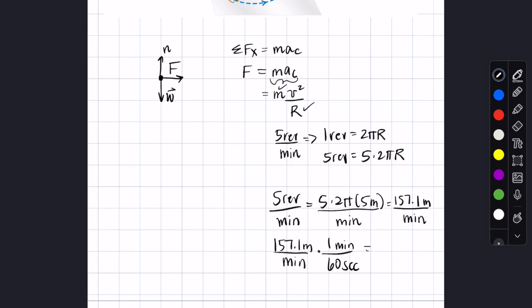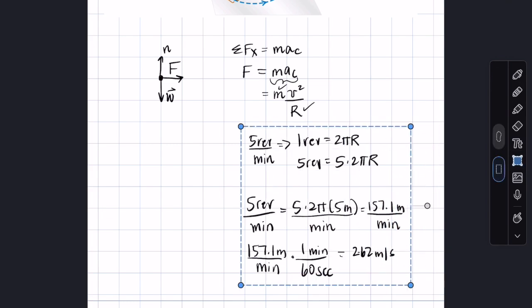2.62 meters per second. So now that we have the velocity of that sled, we can plug that in up here. Move all this stuff out of the way. I'll put that over here.